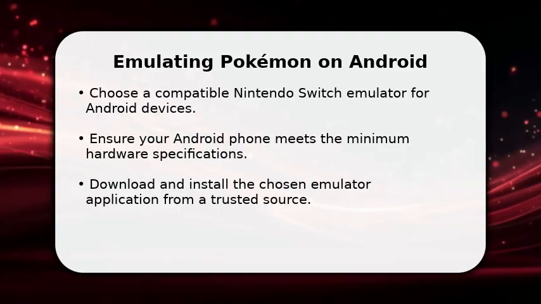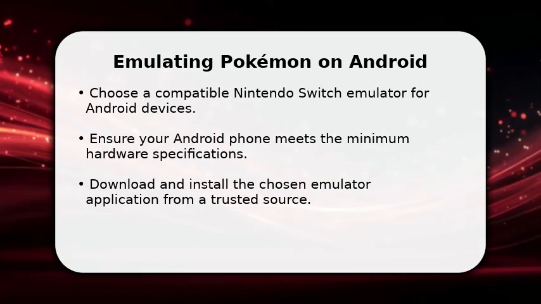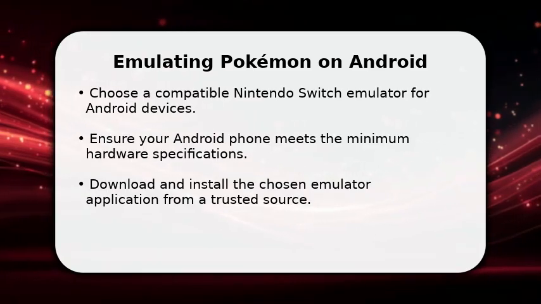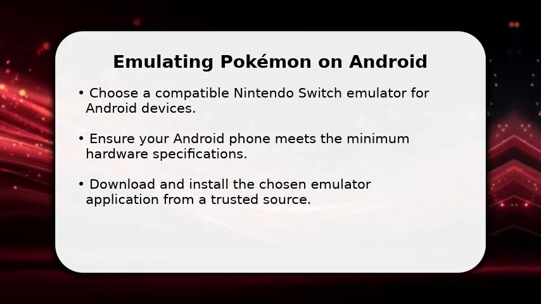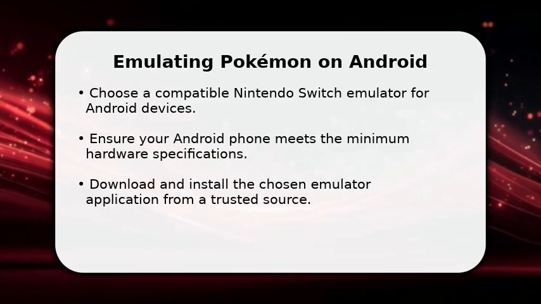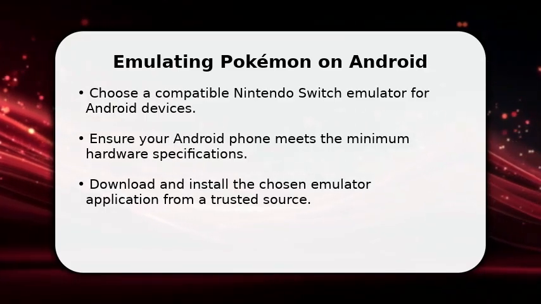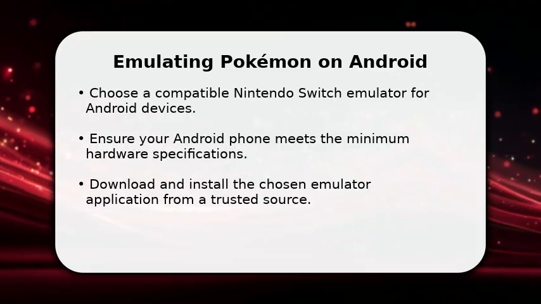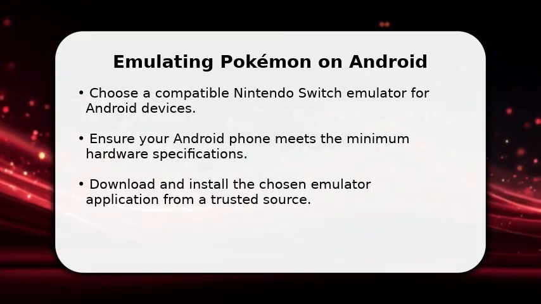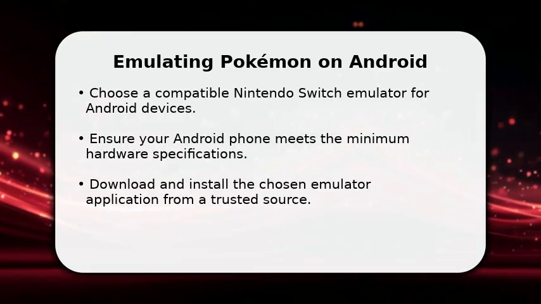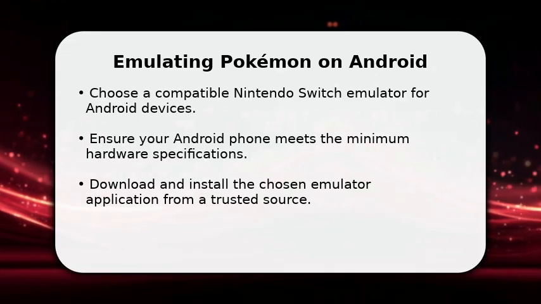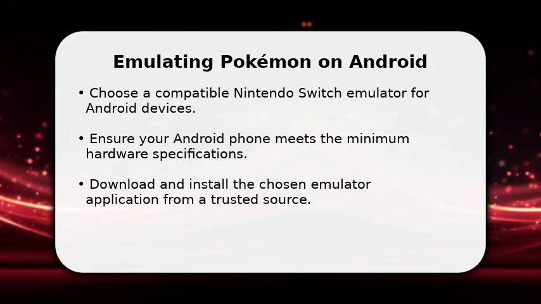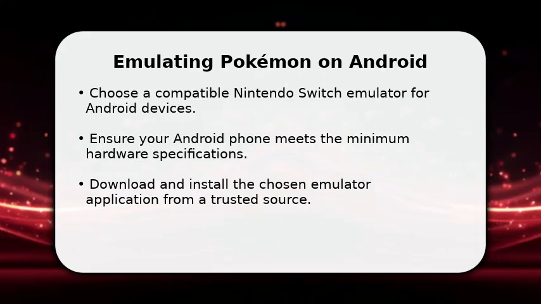In this video, I will explain how to play Pokémon Let's Go Pikachu on your Android device. First, you'll need to select a suitable Nintendo Switch emulator for Android. Popular options include Skyline or Yuzu, which are actively developed. Make sure your phone has at least 6 GB of RAM and a powerful processor for the best experience. Once chosen, download and install the emulator application.